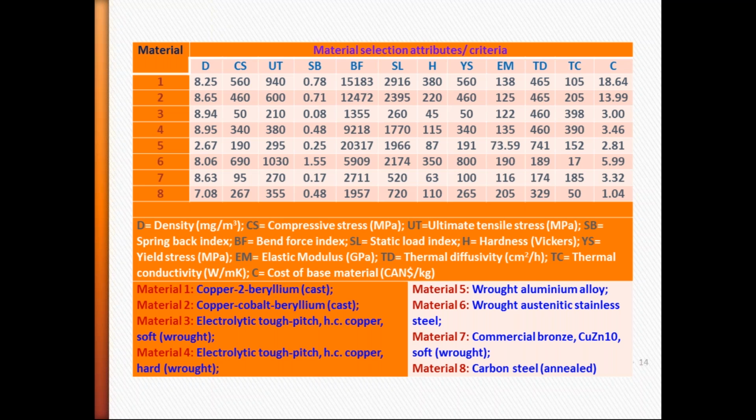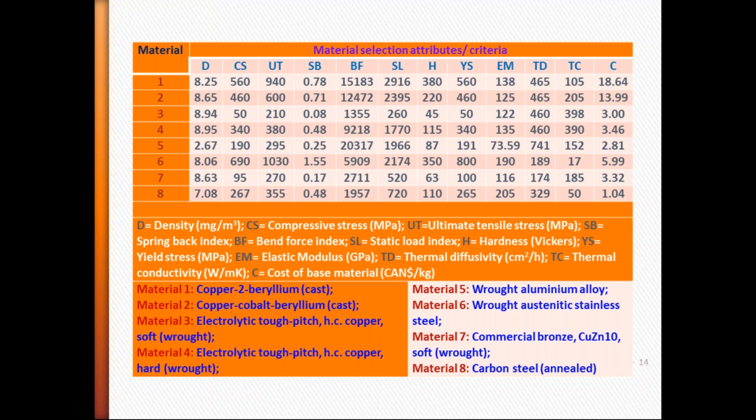And you can see at the bottom, material names are also specified. For example, material 1 is copper beryllium cast, material 2 is copper cobalt beryllium cast, like that. Now you follow the attribute values. All are numeric, meaning exact numeric scores are available. So it is nothing but a multi-criteria decision making problem, and the data is objective in nature.